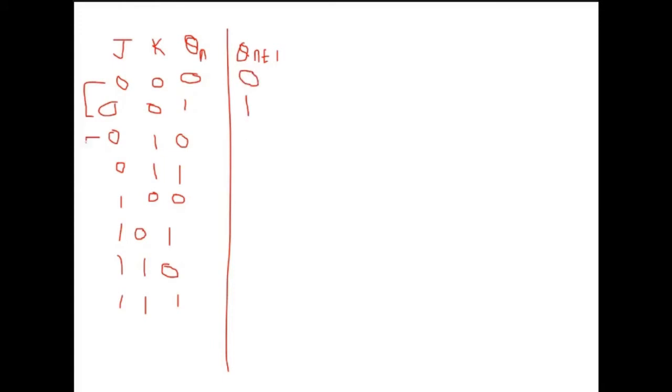जब JK 01 है, reset condition, 10 set condition and 11 is my toggle condition. So it will be 0 है तो in output 1 आएगी, और अगर present state 1 है तो next state 0 आएगी. So this is my characteristic table of JK flip-flop.